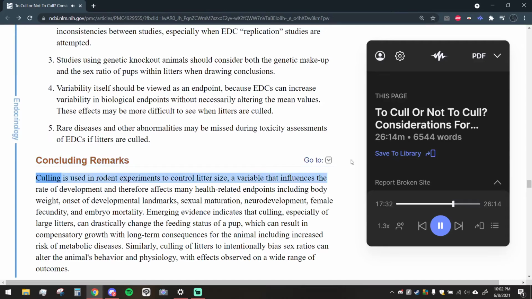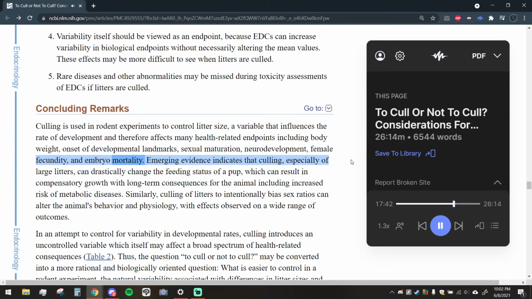Concluding remarks. Culling is used in rodent experiments to control litter size, a variable that influences the rate of development and therefore affects many health-related endpoints including body weight, onset of developmental landmarks, sexual maturation, neurodevelopment, female fecundity, and embryo mortality. Emerging evidence indicates that culling, especially of large litters, can drastically change the feeding status of a pup, which can result in compensatory growth with long-term consequences for the animal including increased risk of metabolic diseases. Similarly, culling of litters to intentionally bias sex ratios can alter the animal's behavior and physiology, with effects observed on a wide range of outcomes.